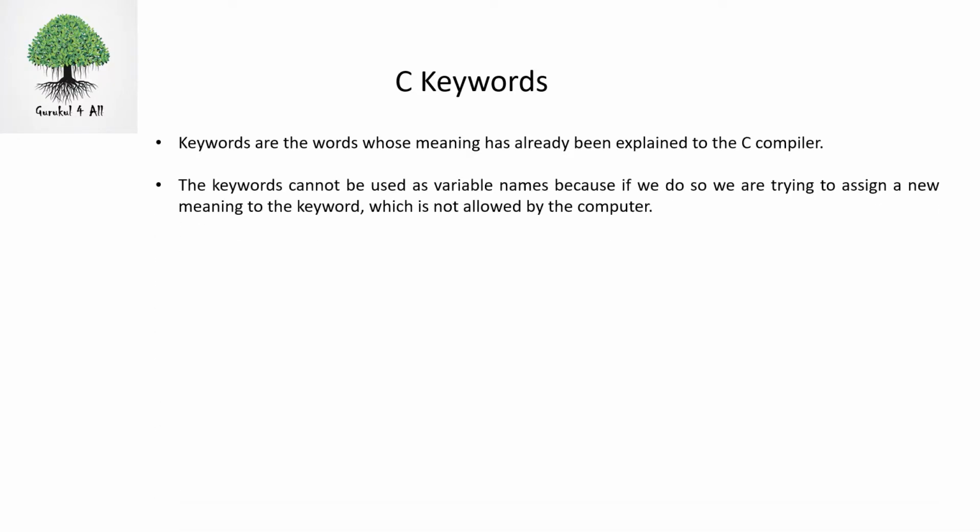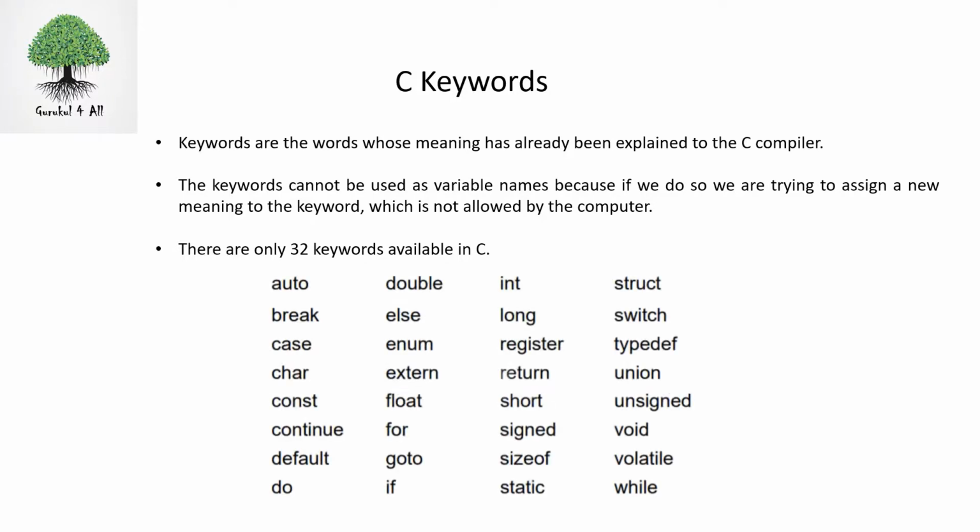Now we will see the keywords. A keyword is a reserved word in the C library and is used to perform an internal operation. The working and meaning of these keywords are already known to the compiler. Keywords cannot be used as variables, because if we do so, we are trying to assign a new meaning to the keyword which is already set in the C compiler, and this is not allowed by the computer. There are 32 keywords available in C. These are those set keywords. We avoid applying these names to the variables.